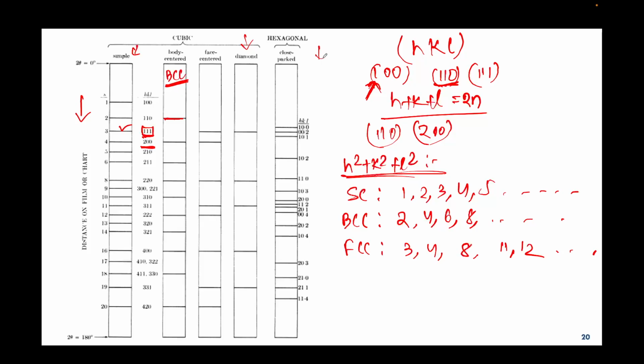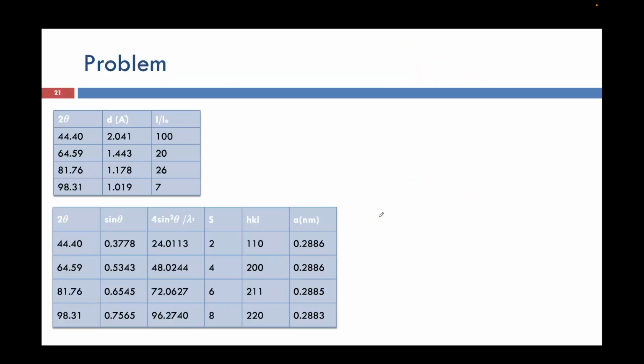Now there is a catch here. If you know that your sample is cubic, by looking at an X-ray diffractogram, how can you say whether this is BCC or FCC? We'll see it by solving one problem here. Let's say this will be the data indexing problem. If it comes in your examination, this is the first table, and let's say this is the second table. The first table will only be given to you. Okay, now how do we get from the first table to the second table?